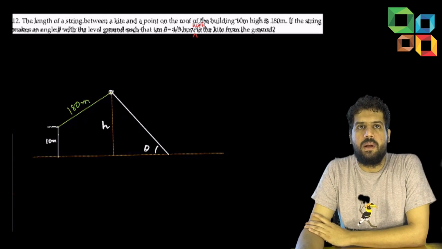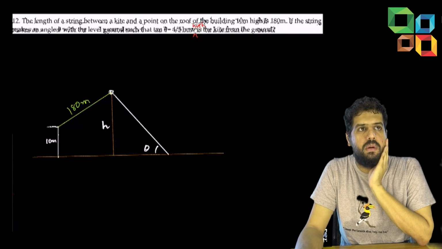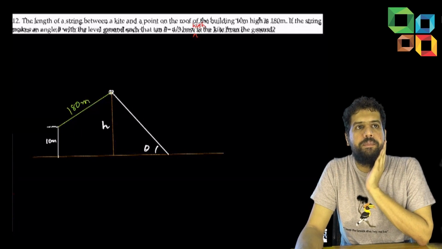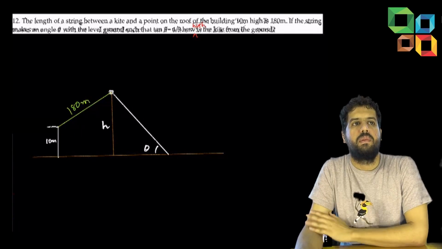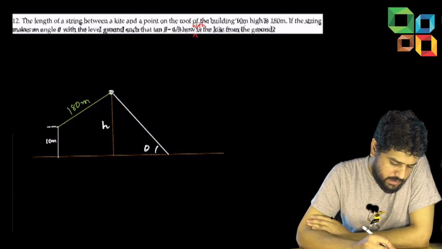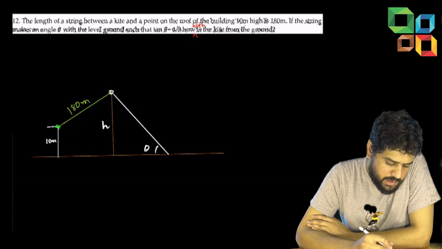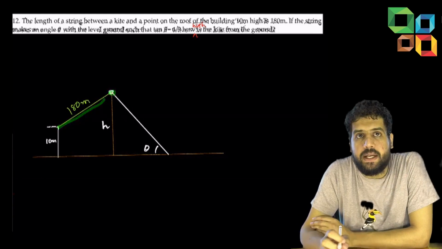Alpha is not a variable, Stuti. Alpha is a constant in the previous question. Okay, we are not varying alpha. The first sentence is not very clear. So let's assume that this is what they mean: the distance between the kite and the roof of the building is 180 meters.